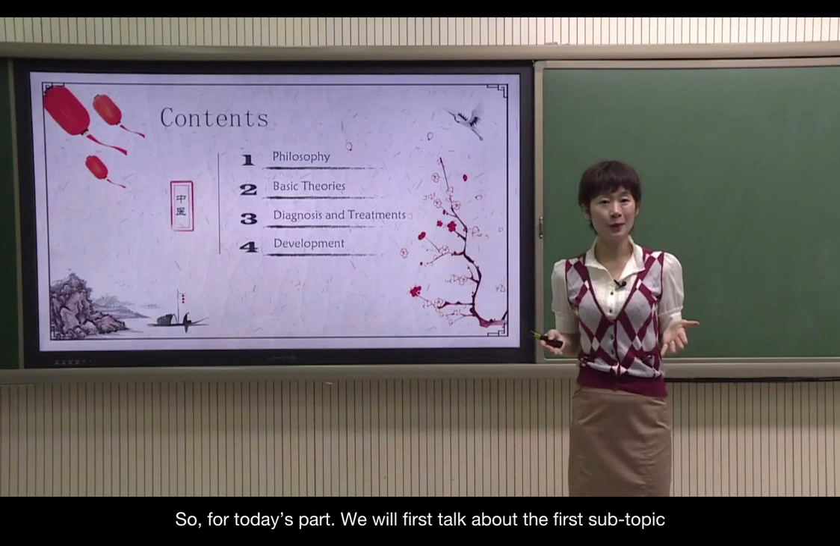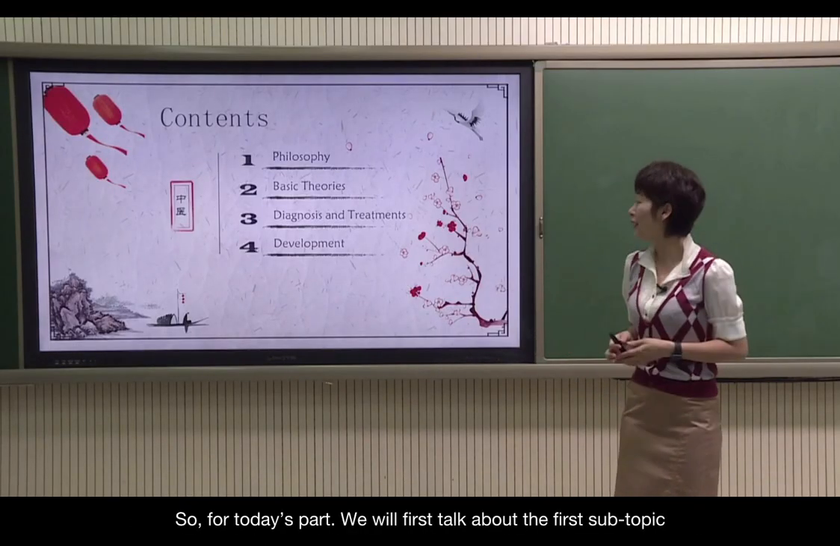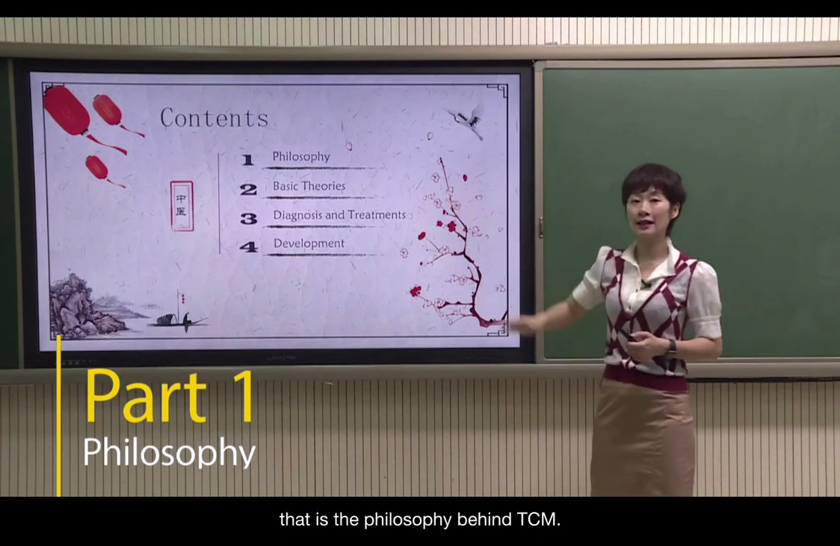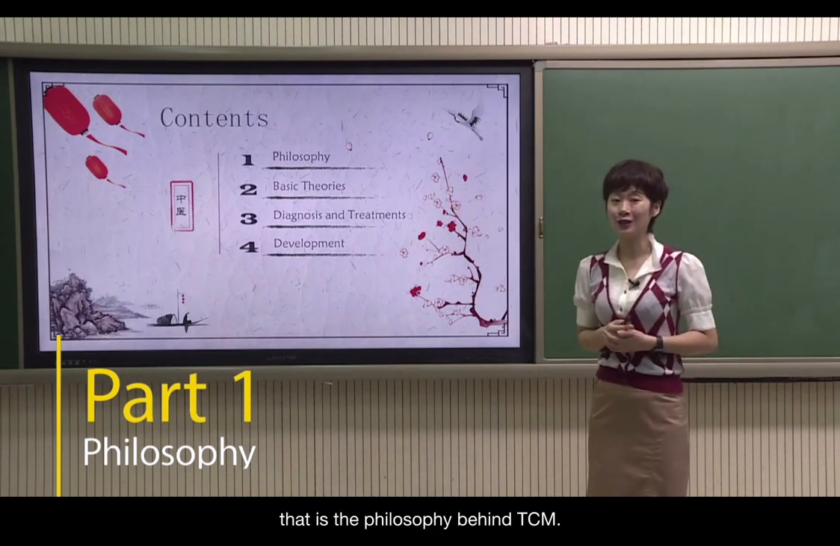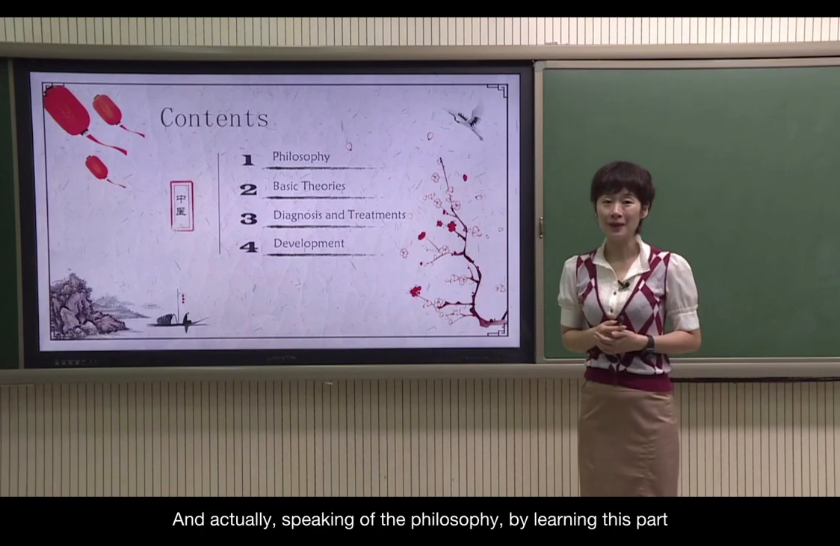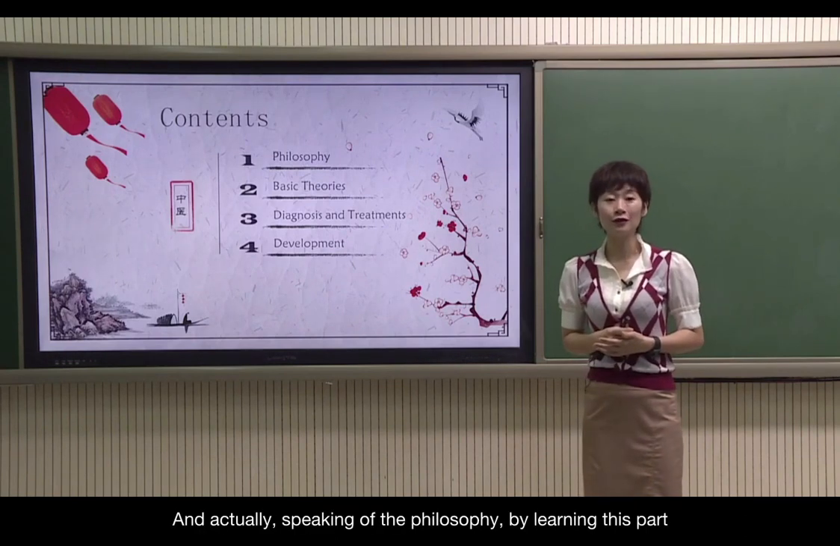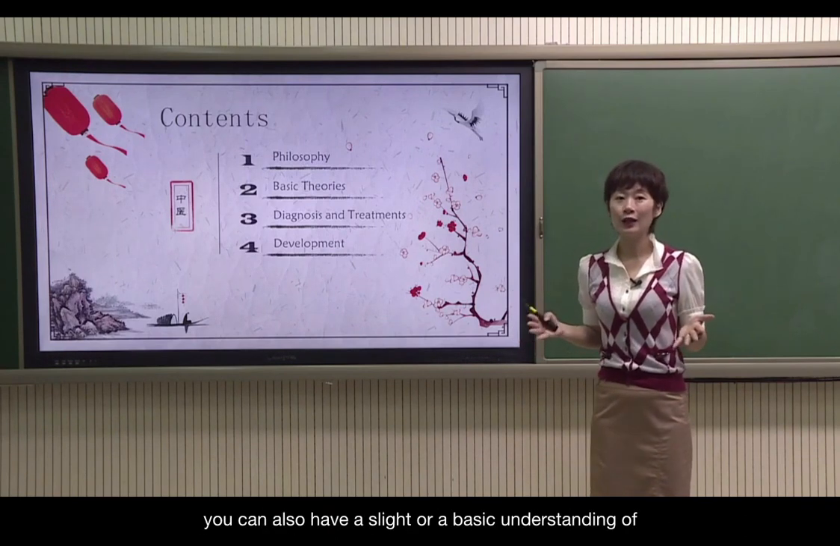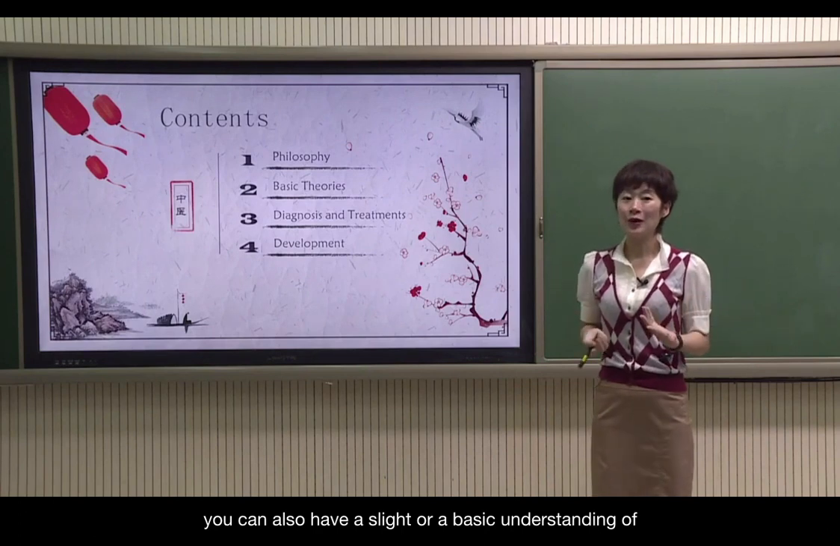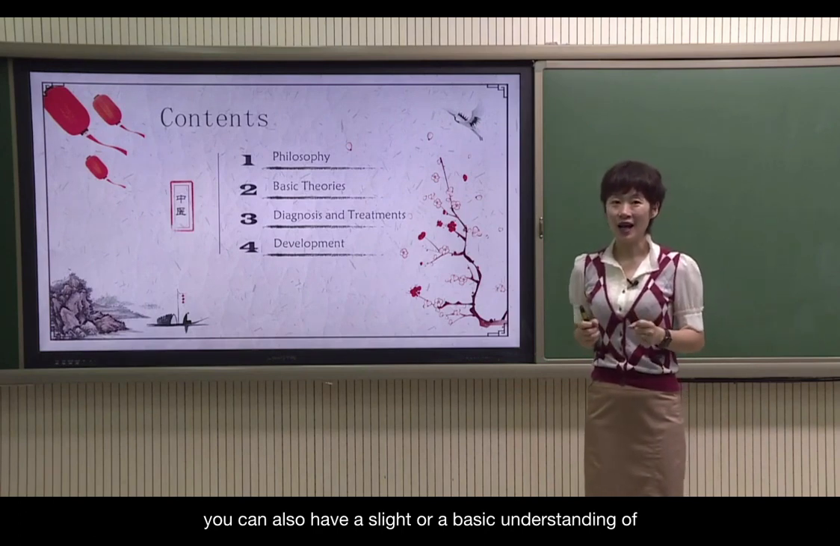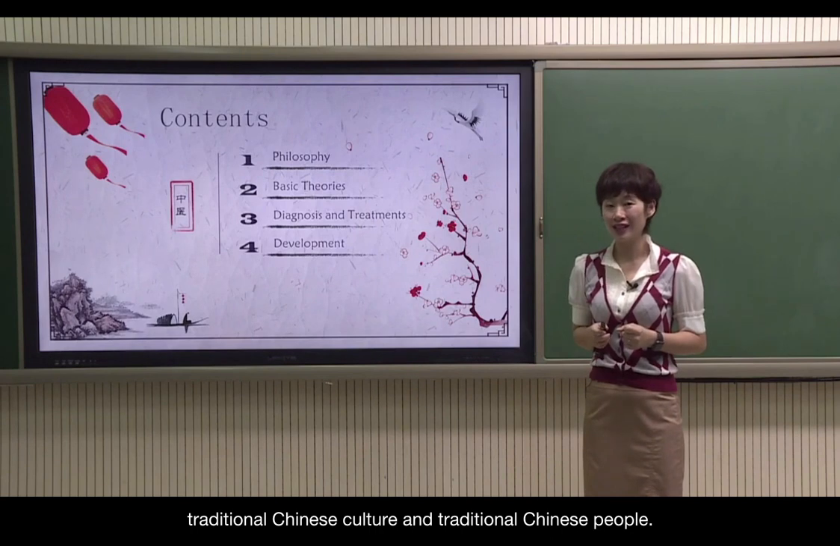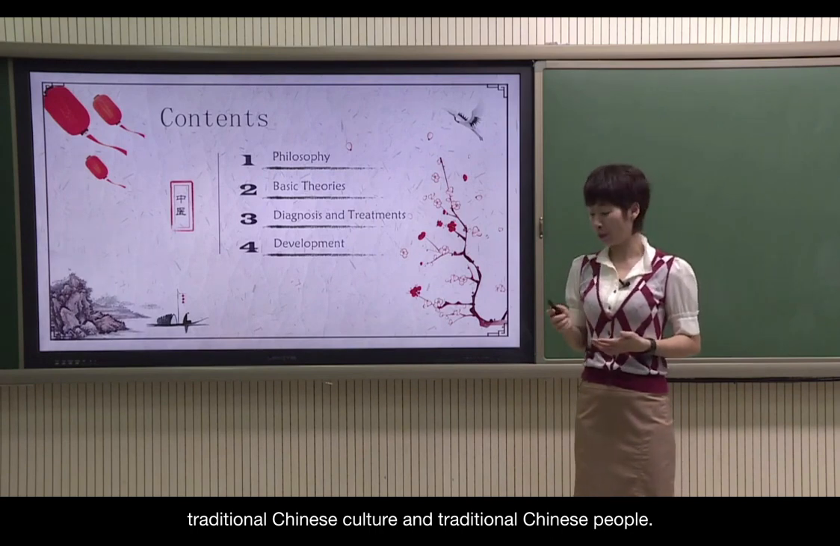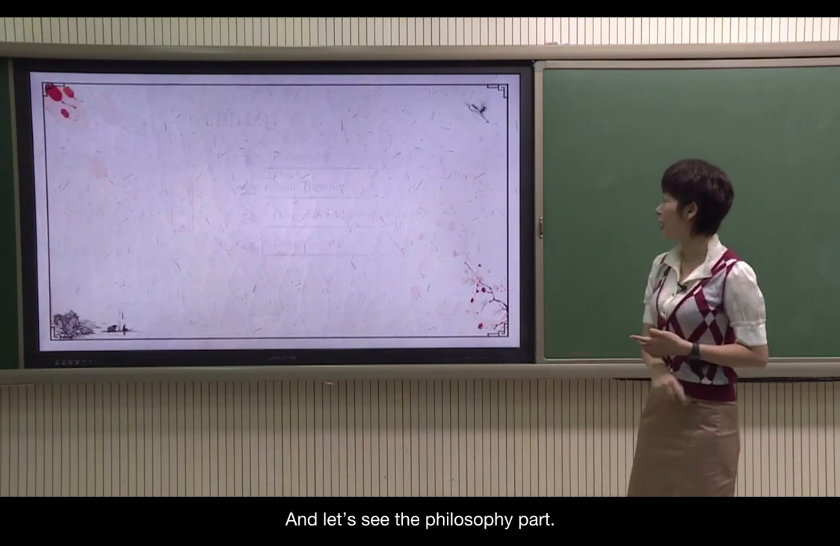So for today's part, we'll first talk about the first subtopic, that is the philosophy behind the traditional Chinese medicine. And actually, speaking of the philosophy, by learning this part, you can also have a slight or basic understanding of traditional Chinese culture and the traditional Chinese people. Now let's see the philosophy part.